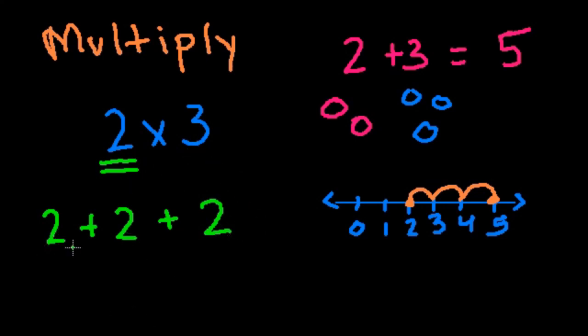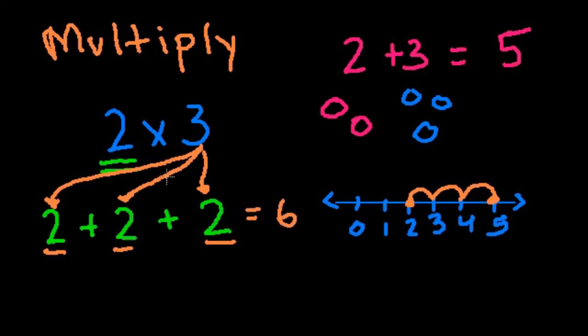We didn't do anything with the 3. Well, how many 2's do we have there? We have 1 2, 2 2's, and 3 2's. And we're counting them the same way I counted the blueberries. 3 2's. The 3 tells us how many 2's. So what's 2 times 3? 2, and I add on 2, and again 2. So 2 plus 2 is 4, plus 2 equals 6. Now that's only one way to think about it.